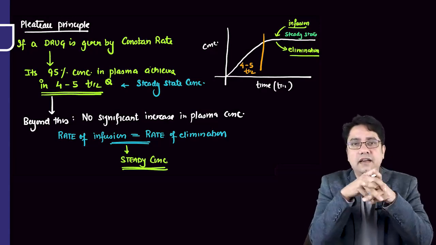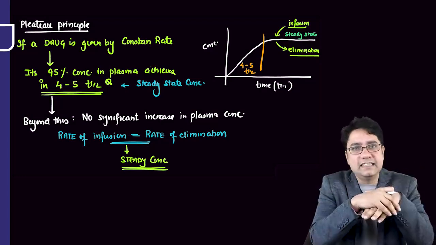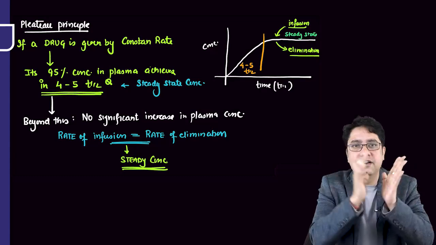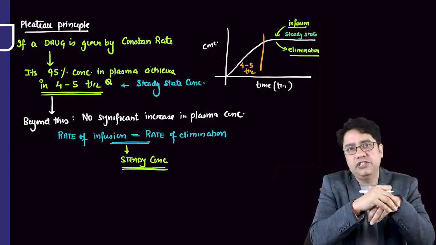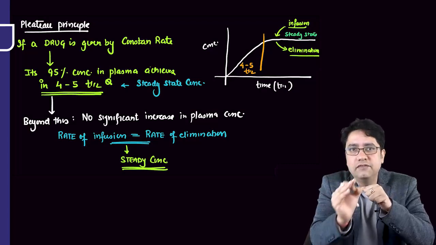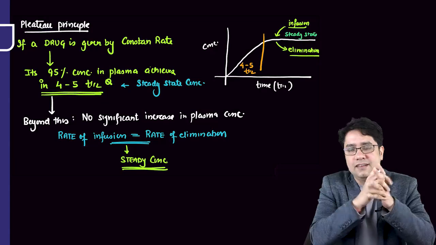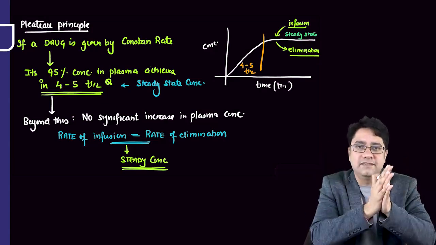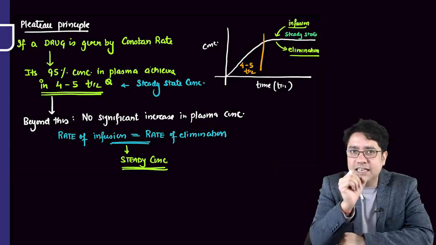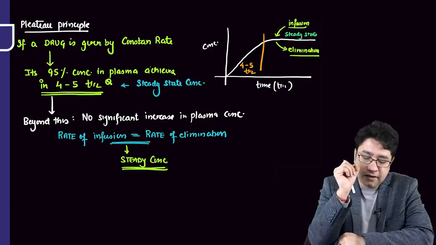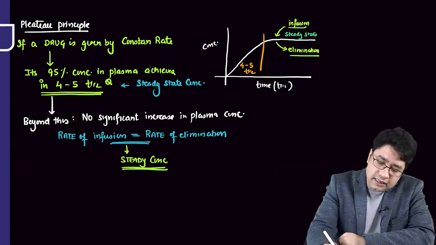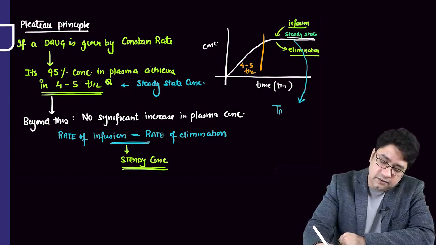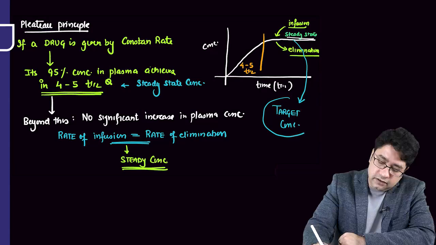Now beta, every drug has its steady state concentration. This happens to all of the drugs. And in every patient, we want to achieve this steady state concentration because the drug is not fluctuating. So we want to achieve this steady state concentration in our patient. Sometimes we call this steady state concentration, which we want to achieve in our patient, the target concentration.